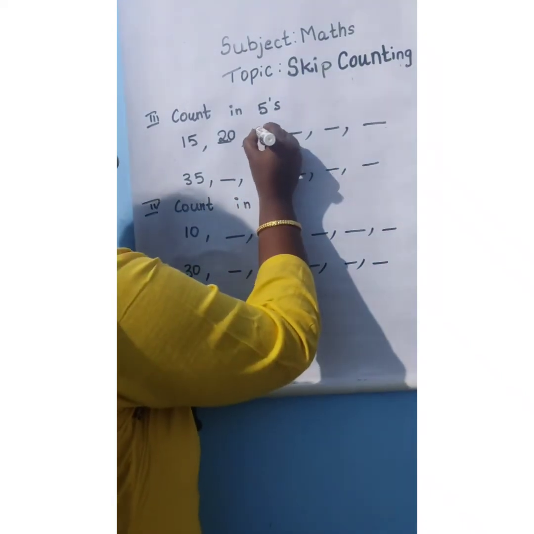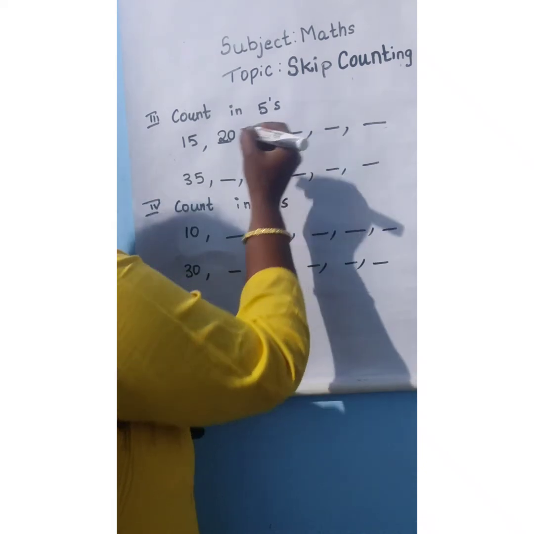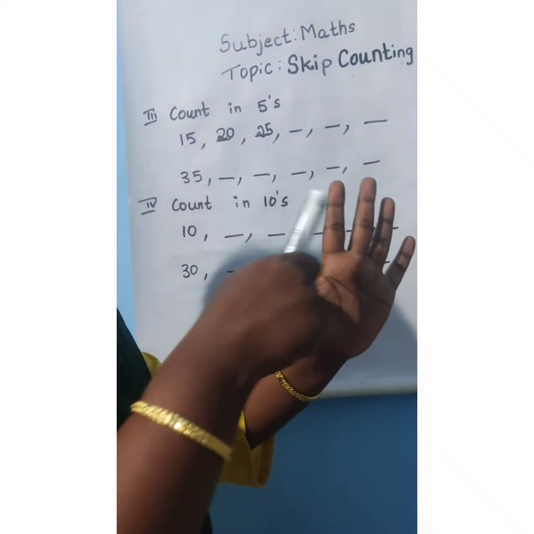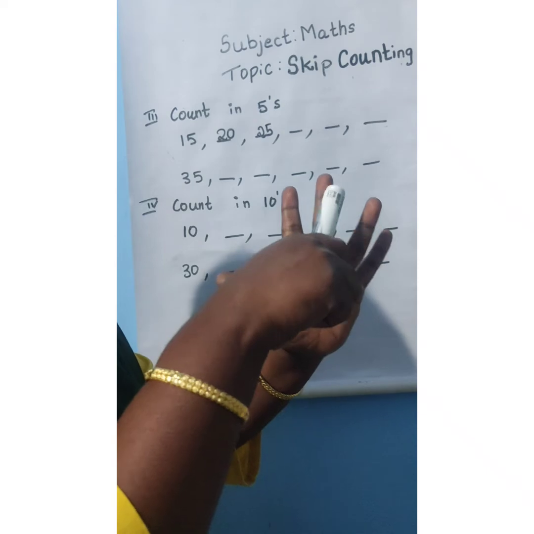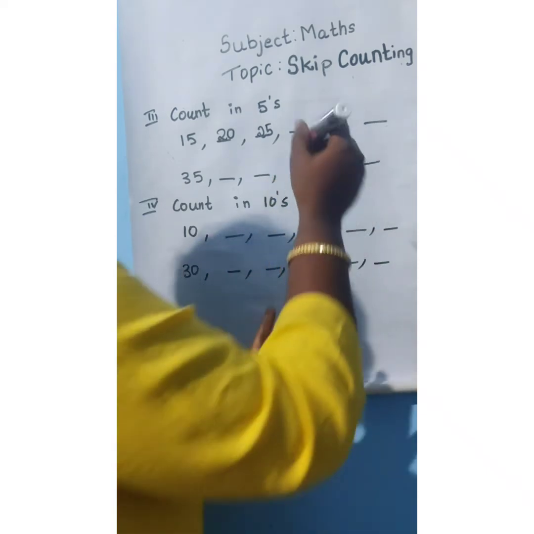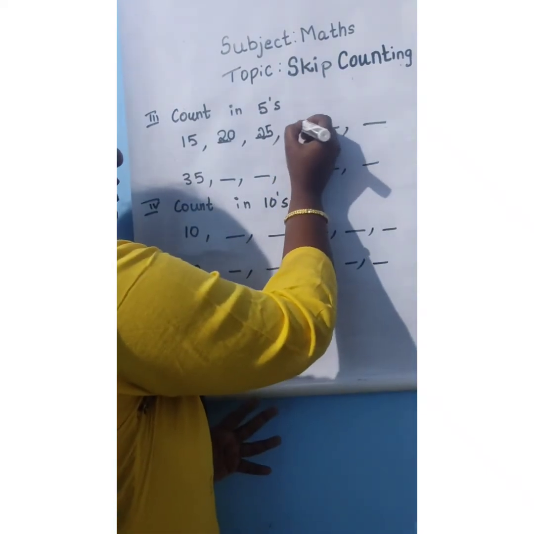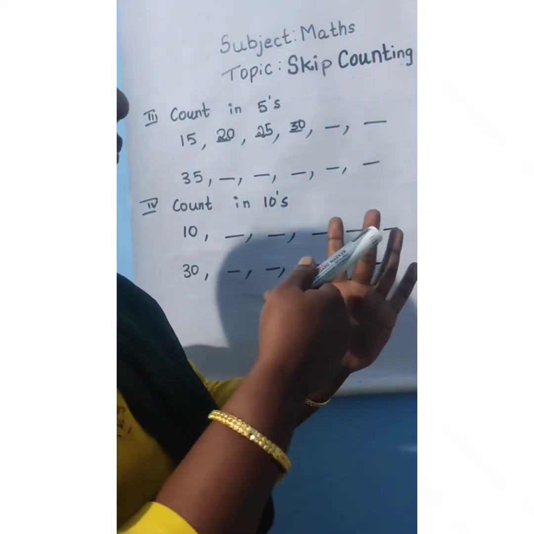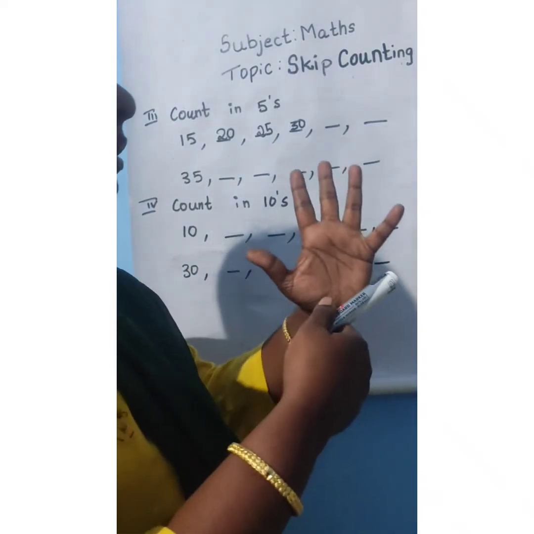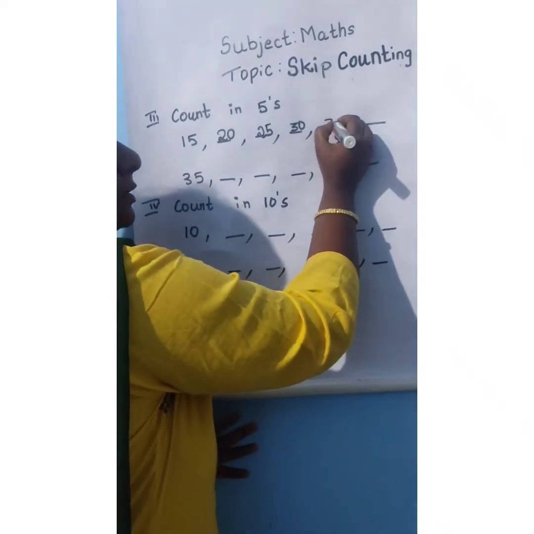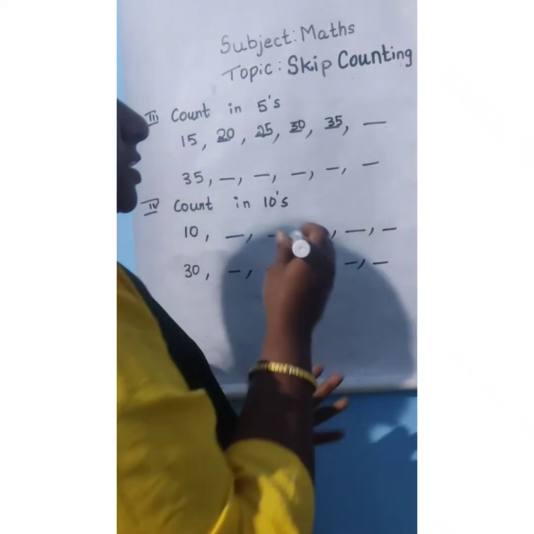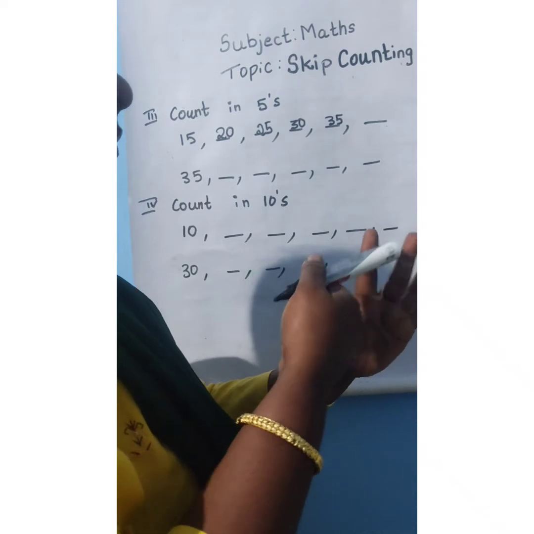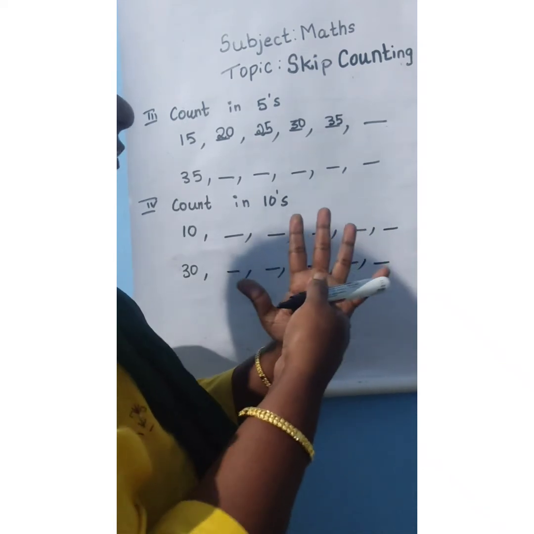So write here 25. The next is 26, 27, 28, 29, 30. So write here 30. 31, 32, 33, 34, 35. So write 35. Next is 36, 37, 38, 39, 40.